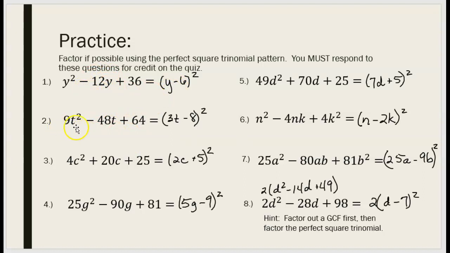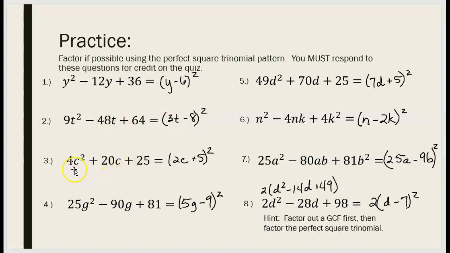Square root of 9t squared is 3t. Square root of 64 is 8. I have a minus here, so a minus goes here. Let's double check our middle terms. I hadn't done that yet. So 8 times 3t is 24t, and then we double that, we get 48t, so it does work out.